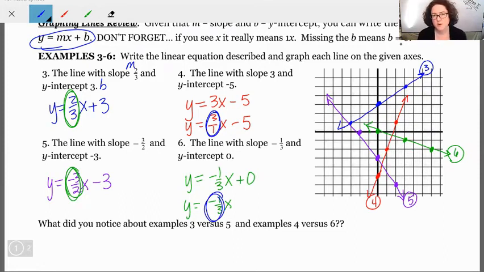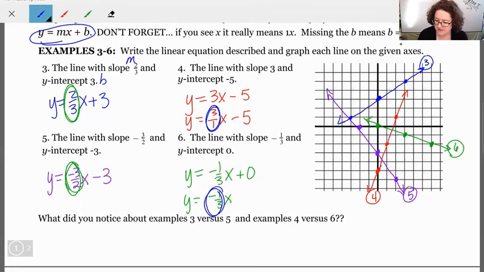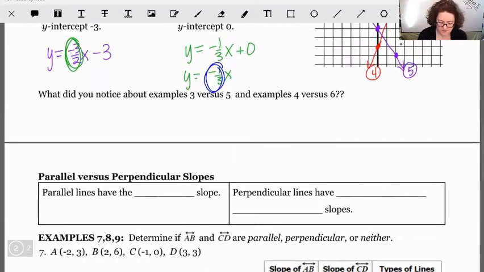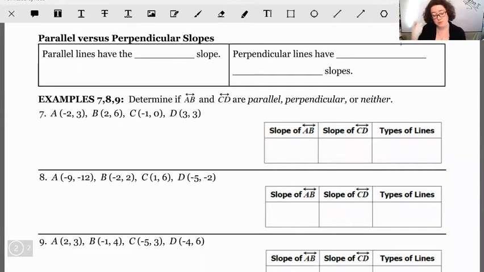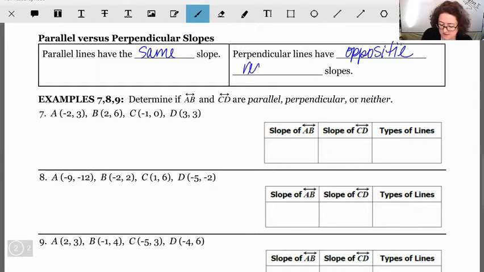So actually, if we're looking for whether or not lines are perpendicular, we can look for, hey, do those slopes look like they are negative reciprocals of each other? If lines are parallel, if they're going in tandem, well, their slopes would have to be exactly the same. So we can actually analyze our graphs, even just knowing a couple points on those lines. So let's check that out. When we're looking at parallel versus perpendicular slopes, if we have parallel lines, they should have the same slope. And if they're perpendicular, they should have opposite reciprocals as their slopes.